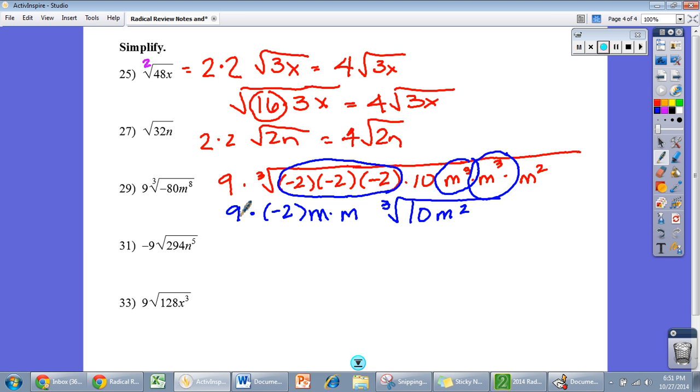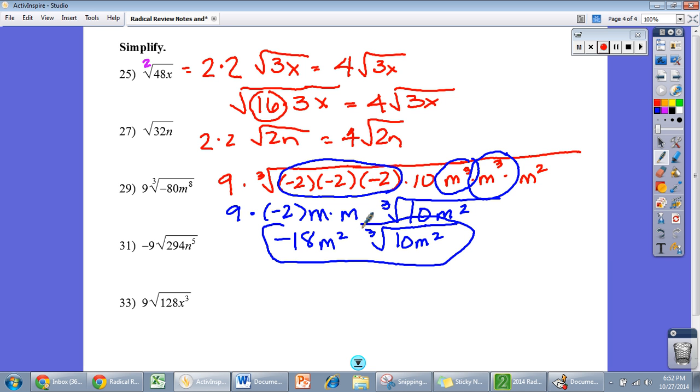So now let's finish it up. If we multiply 9 times a negative 2, that's a negative 18. m times m is m squared, and the cube root of 10m squared, because that is not a perfect cube, so I can't simplify it any further. And this would be my complete answer: negative 18m squared, cube root of 10m squared.